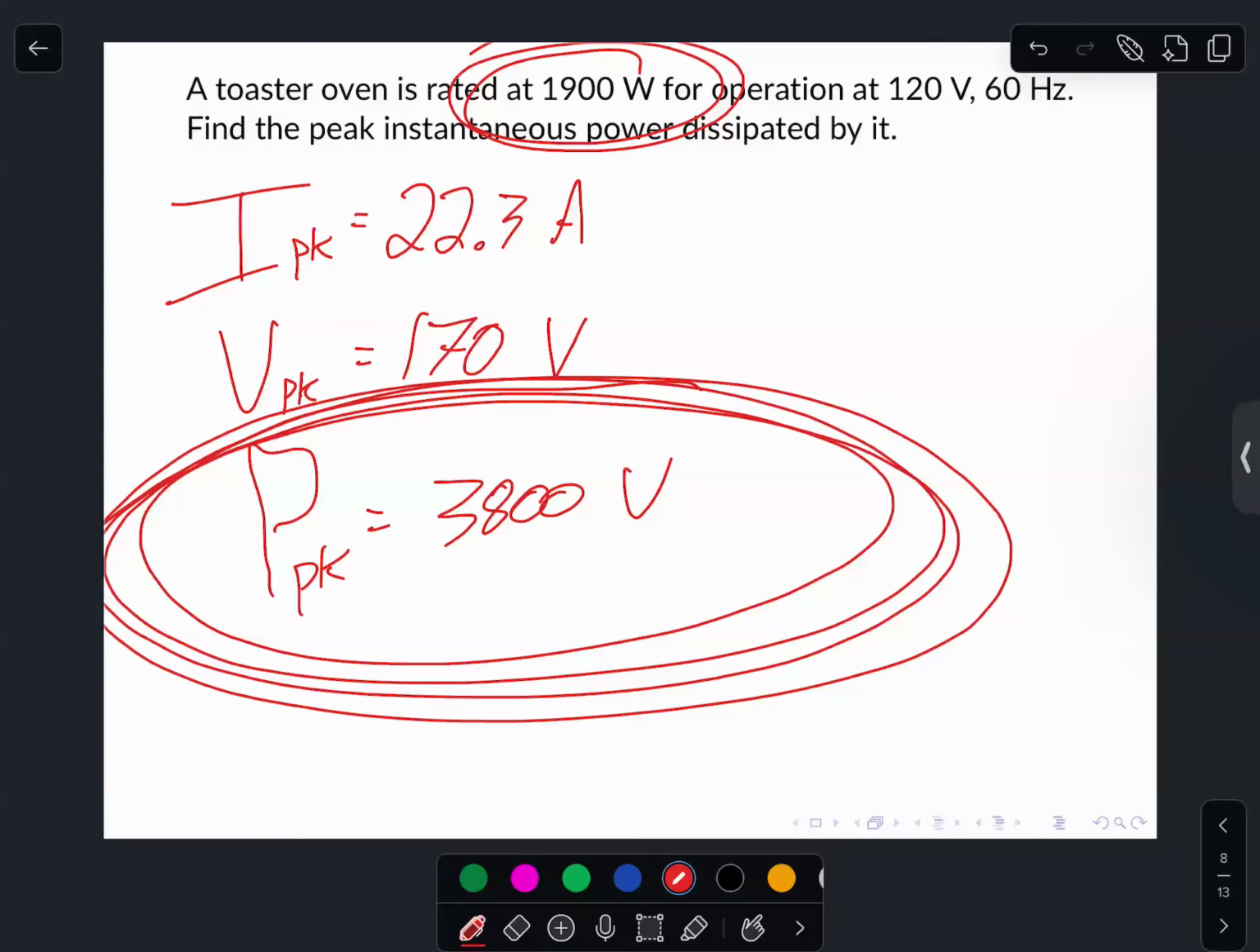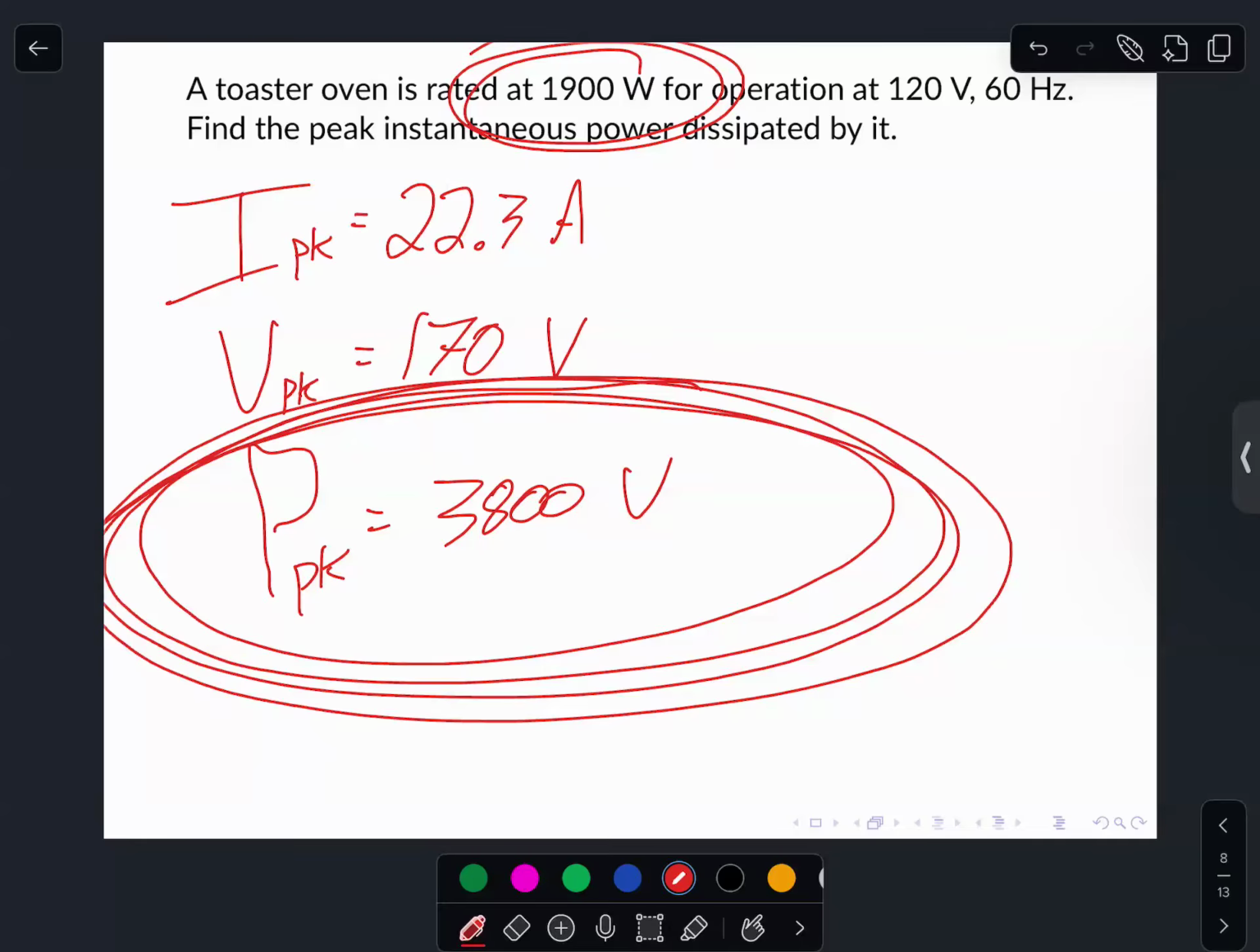I rounded 0.707. That's actually 1 over square root 2, by the way, if you care. You might care. Microelectronics. You'll deal with AC. So you do not need to memorize that peak instantaneous power is twice the average power.